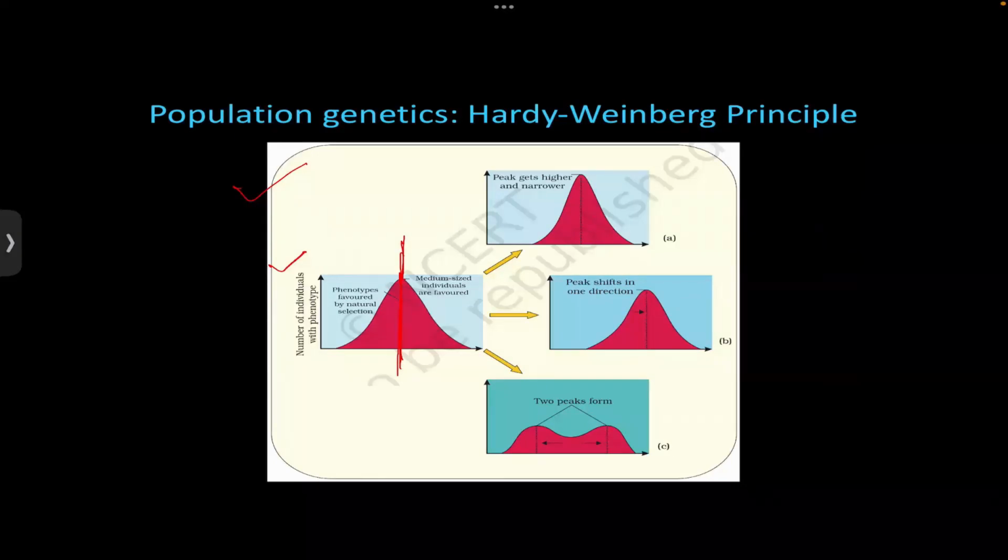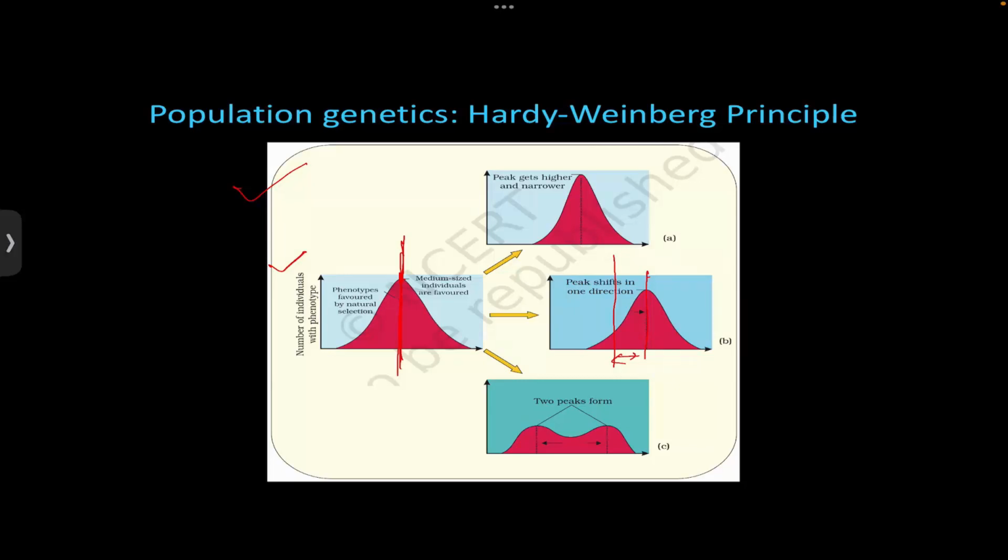Now, if the mutational event is such that it shifts to another direction, meaning the mean character value was here, but more and more individuals, rather than acquiring the mean character value, acquired a new character, then there's a shift in one direction only. Now, most of the individuals have the new character, which is this, and there is some distance in between. It has moved towards the right side. This is called directional type of natural selection event.